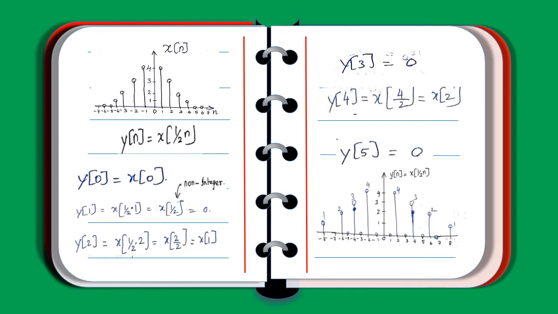We can see that the signal has expanded to n equal to 8, whereas in the case of x of n, it was defined only till plus 4. Similarly, on the negative index side, it has expanded to minus 8. In the case of x of n, it was defined only up to minus 4. After that it was 0. So y of n is an expanded version of x of n.